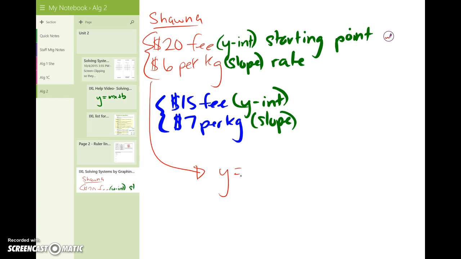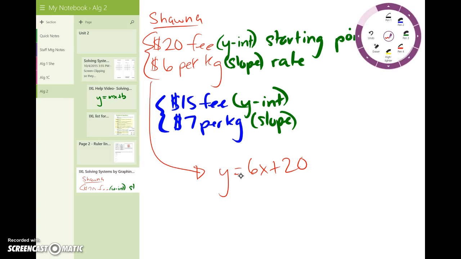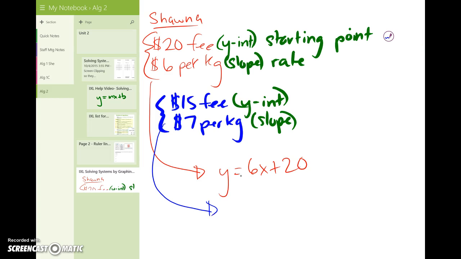We know we're going to start with y. The rate is $6 per kilogram, so 6 times x plus 20 is our starting point. Then, choose a little bit thinner. There we go. So now for the second airline, it's going to be y equals $7 per kilogram, so 7x plus 15. There we go.